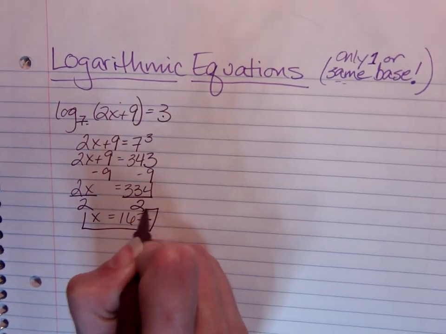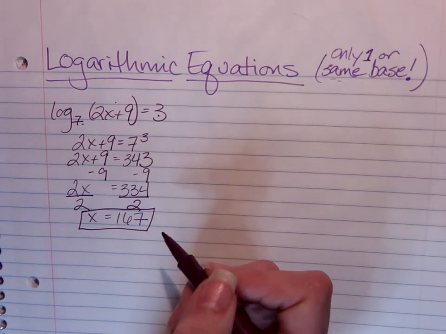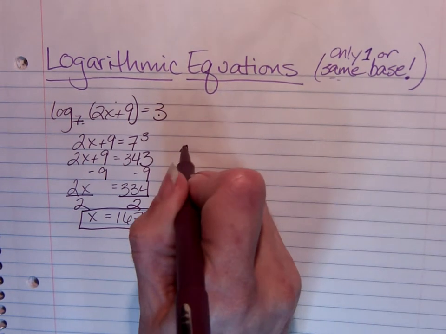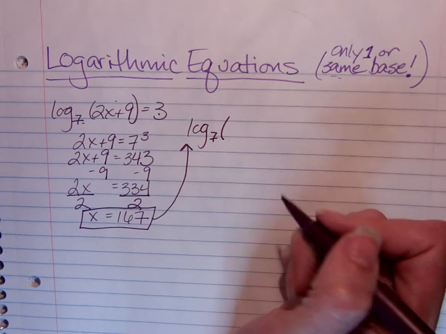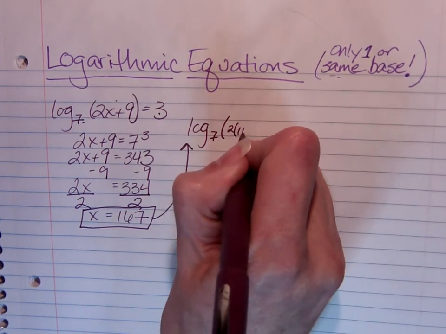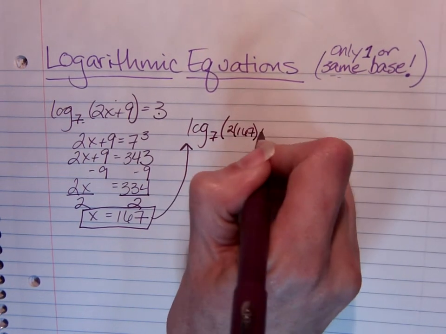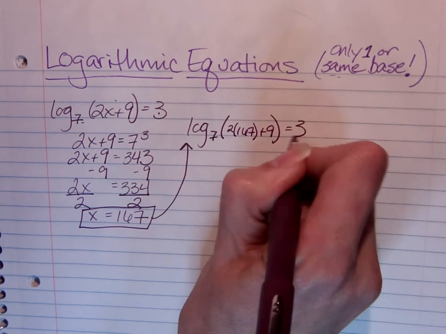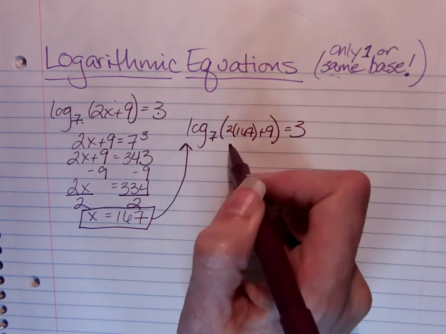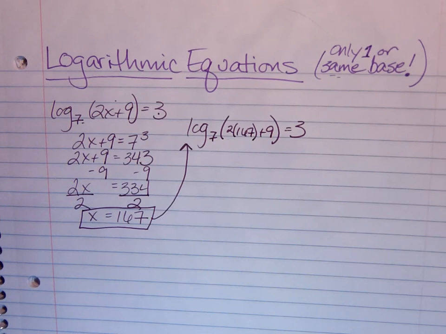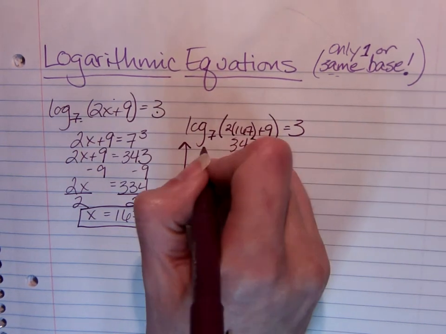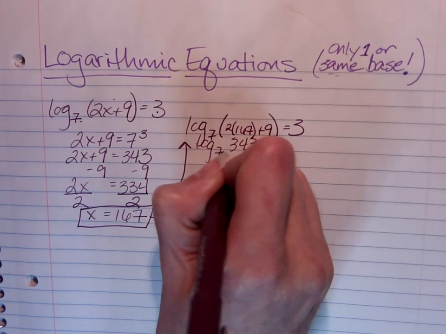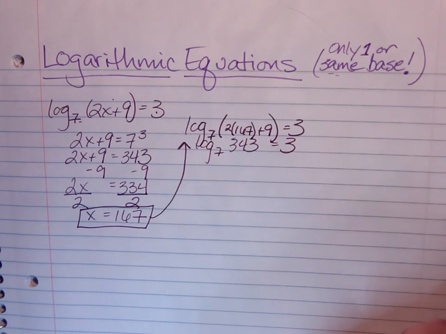Okay? Don't forget to plug that back in and make sure it still makes sense. Log base 7 of 2 times 167 plus 9 equals 3. So we want to know, 2 times 167 plus 9 is 343. Log base 7 of 343 equals 3.